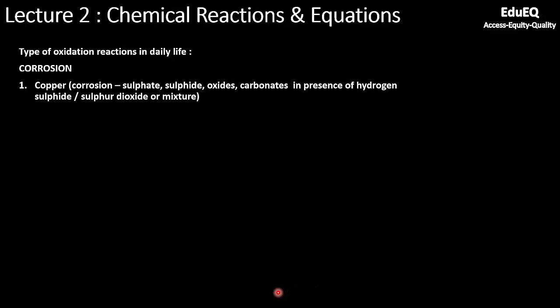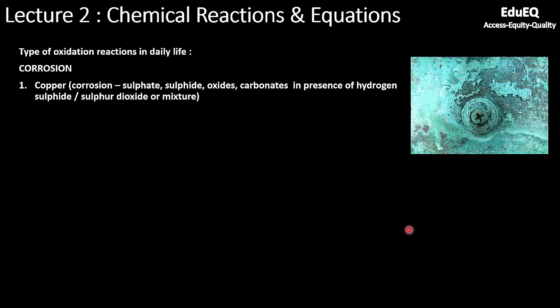Coming to the second most common type of corrosion, again a type of oxidation reaction, is copper. You can see this green layer forming on copper. So what exactly is this layer? What is the reason for this layer? Copper also undergoes corrosion in different media, and the products formed would be different.